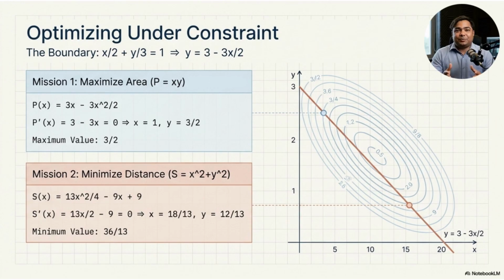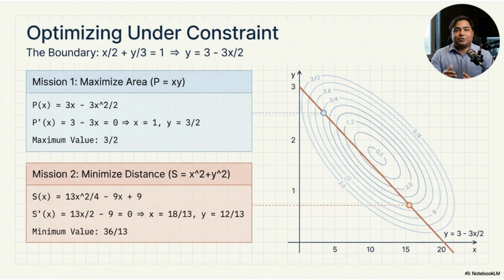This slide shows optimization under a constraint. The given boundary is x divided by 2 plus y divided by 3 equals 1. We can solve this for y. Multiplying and rearranging gives y equals 3 minus 3x over 2. This line becomes the boundary for two optimization missions.